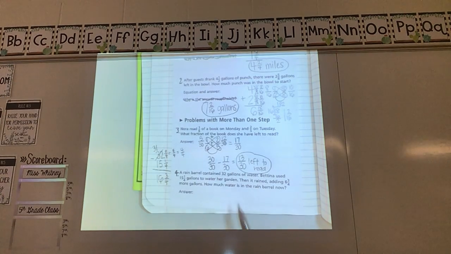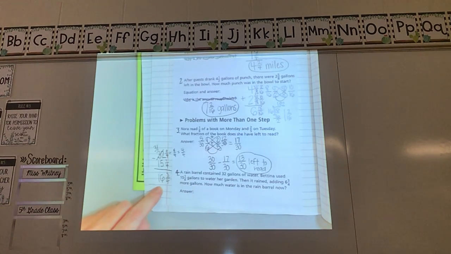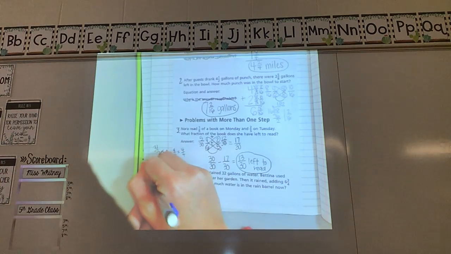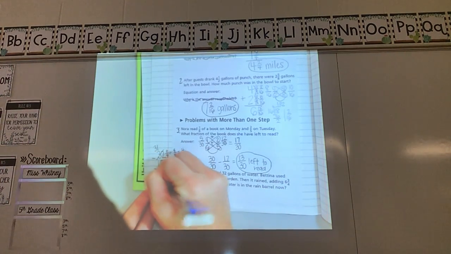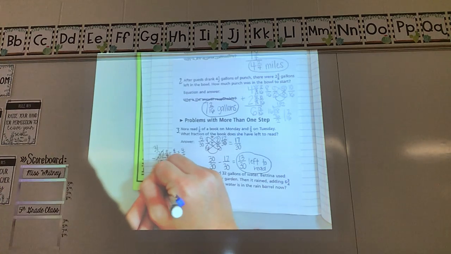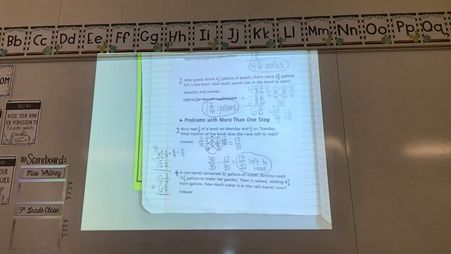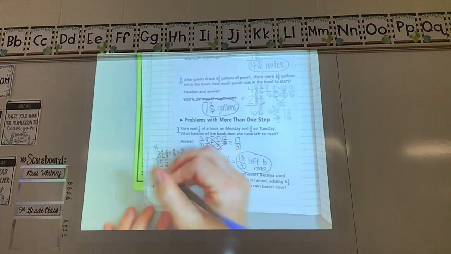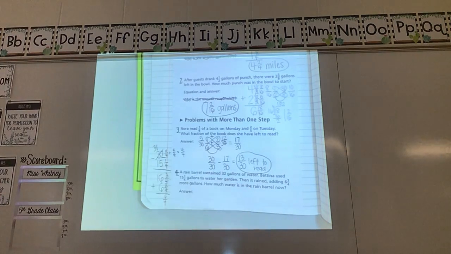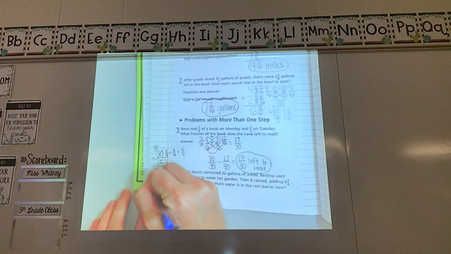Now let's read on. Then it rained, adding 6 3/4 more gallons. What do I need to do with that information? Well, I'm going to take what she had after she watered her garden, and I'm going to add 6 3/4 because it rained that much. So that would be more water going into her barrel. So I'm just going to add that on there and see how much she has now. 3/4 plus 3/4 would give me 6/4. 16 plus 6 would give me 22.